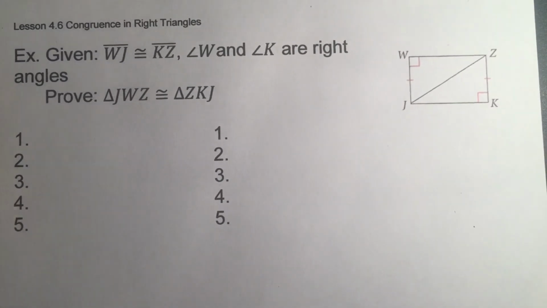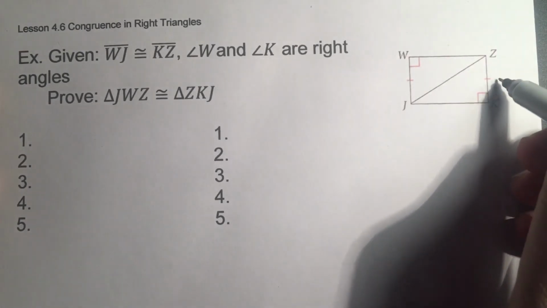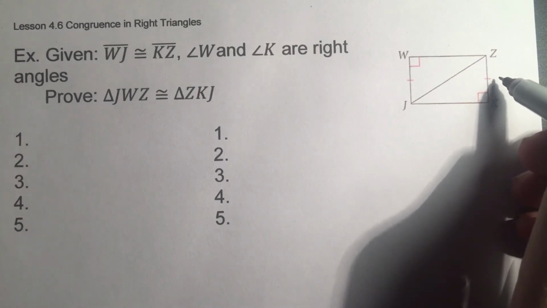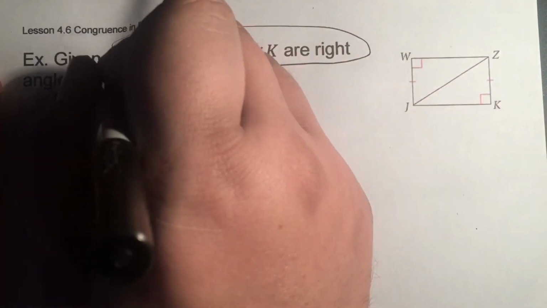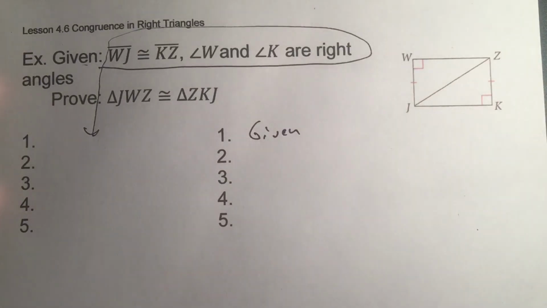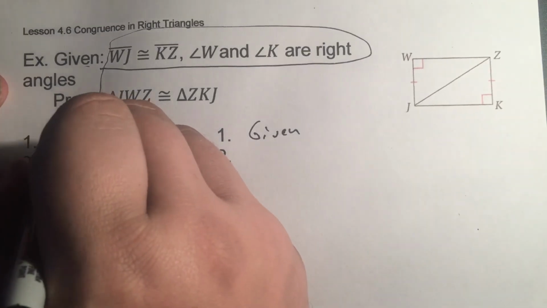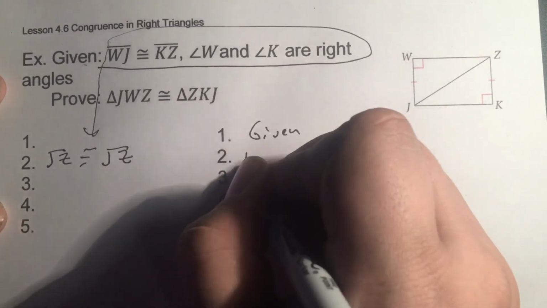So, given that WJ is congruent to KZ, angle W and angle K are right angles, prove that triangle JWZ is congruent to triangle ZKJ. So right now we have WJ and ZK, so we have a set of legs. So we need our set of hypotenuses. But first, I'm going to put our given. So that's given. We could say that JZ is congruent to JZ by reflexive.